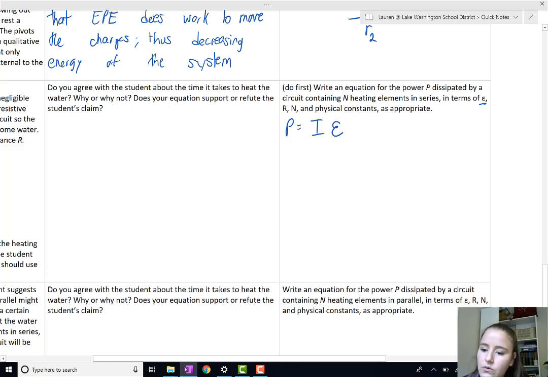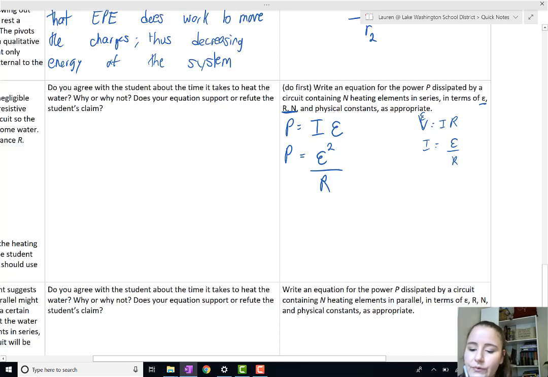Now, we want it in terms of the resistance, okay? So if we look at Ohm's law, V equals IR, we can represent current in terms of the voltage. It would be E, which is the V, over R. So our power equation then becomes the EMF squared over that resistance. Okay, but that's based on one heating element.